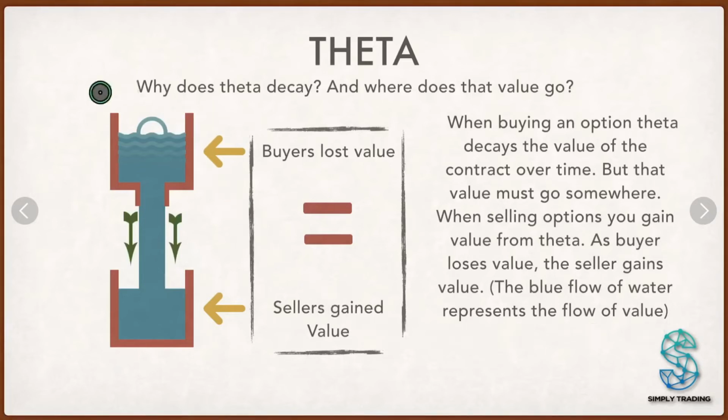If we look at this little diagram here, we can imagine that these are the buyer's value, and this is the seller's value. So as we are losing that money on the buyer side, the sellers are gaining that value from theta. So the buyer's lost value is the seller's gained value.